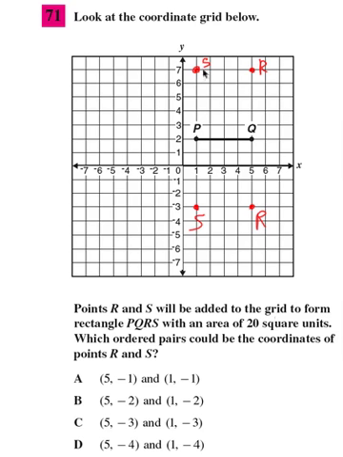This point is 1, 7. We don't see a 7 here at all. So 1, -3, we see it right here. And 5, -3, we see it right there. The answer is C.